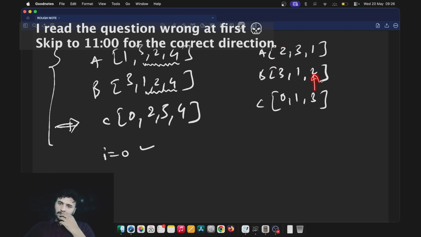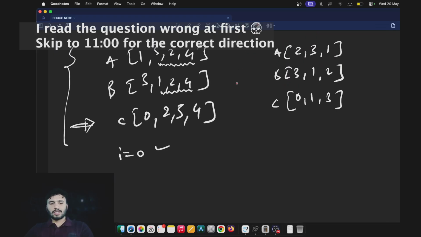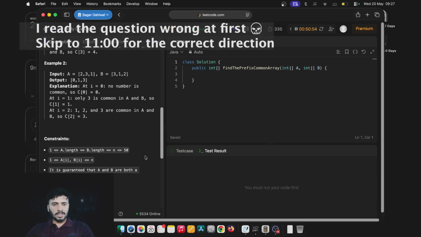And let's see for this one, 3, 1. So yeah, we have this whole thing here. That is what I'm thinking. Okay, let's see another example. Is there any? No.